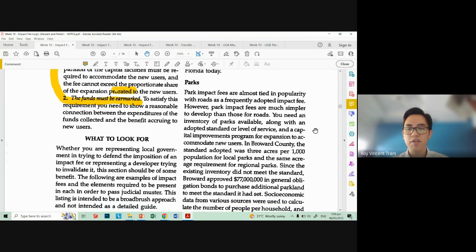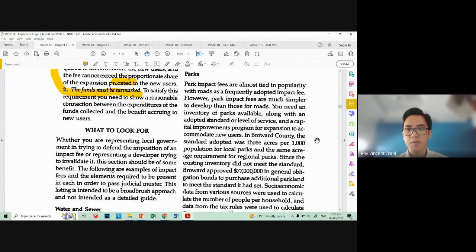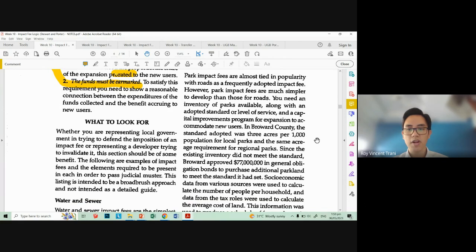So you need an inventory of parks available along with an adopted standard or level of service, LOS, and a capital improvements program for expansion to accommodate new users. An example here is Broward County. The standard adopted was 3 acres per 1,000 population for local parks and the same acreage requirement for regional parks. Since the existing inventory did not meet the standard, Broward approved $77 million in general obligation bonds to purchase additional parkland to meet the standard it had.